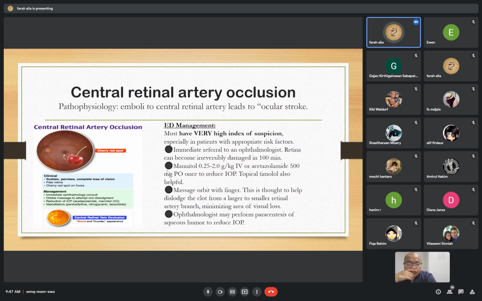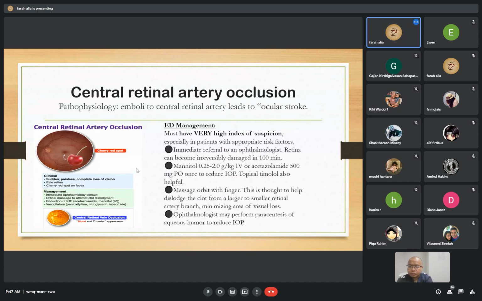So we have to immediately refer to ophthalmology, as the retina can be irreversibly damaged if more than 60 minutes. Then we can give mannitol or acetazolamide to reduce the IOP, and we can massage the orbit with finger to help dislodge the clot from larger to smaller retinal artery branch, and it helps minimize the area of visual loss.